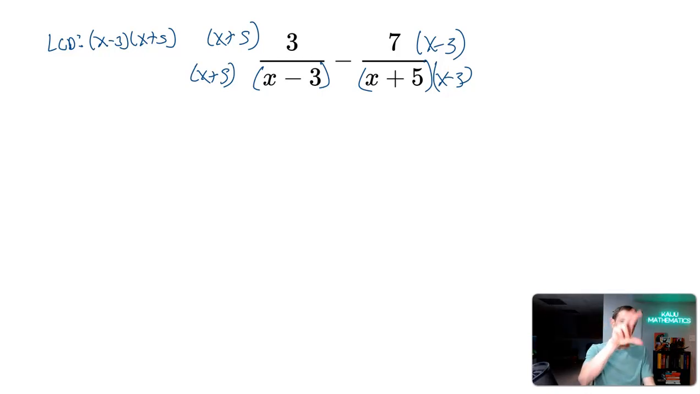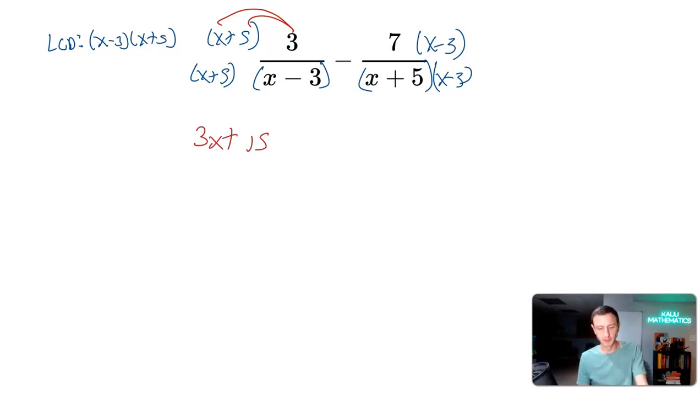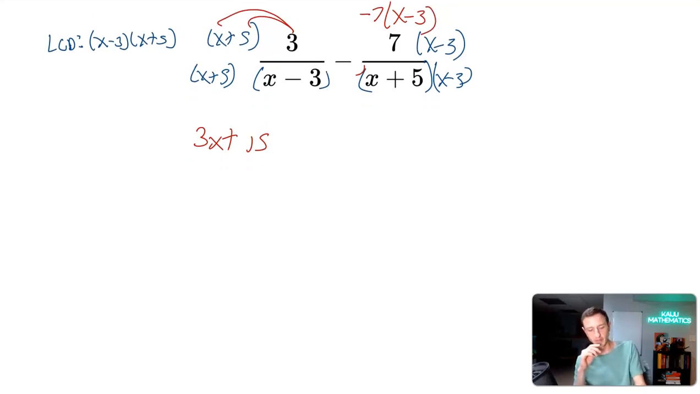When I multiply by those modifiers, the x plus 5 and the x minus 3, on the top here I'm going to distribute the 3. So 3x plus 3 times 5 is 15. Here's the main question. In the video that I posted before, there were the same denominators, but it was a subtraction problem, and the emphasis was on the fact that I am subtracting 7 times x minus 3. So what I have to do is negative 7 times x minus 3.